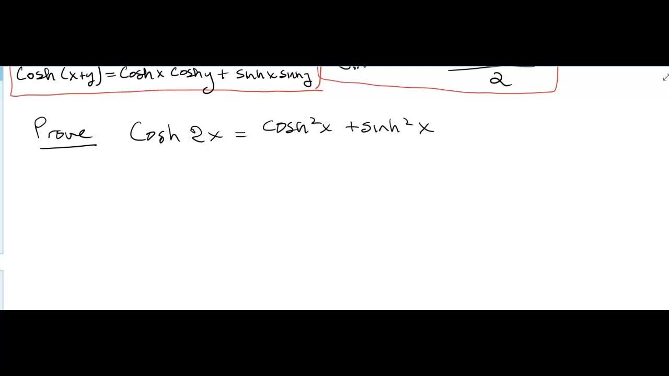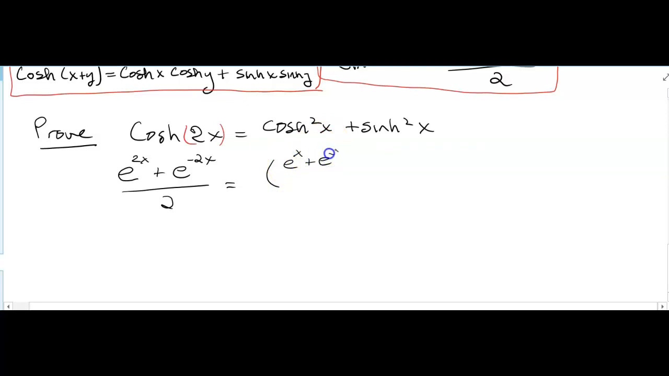Well, just plug it in. Cosh 2x, so what does that mean? Well, this is just saying my angle instead of an x is a 2x. So if I plug it into my formula for the exponential function, well, instead of an x, I have 2x. I need the right-hand side to look like that. Well, right now, what does the right-hand side look like? It looks like basic cosh with just x squared plus basic sinh, which is e to the x minus e to the negative x over 2.